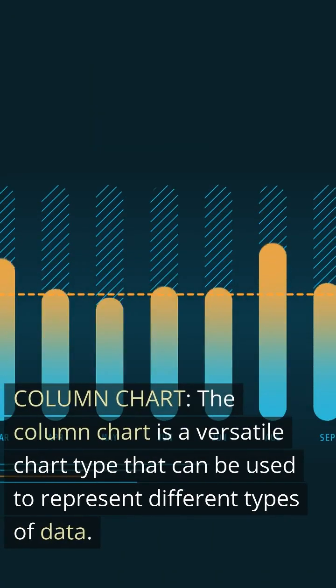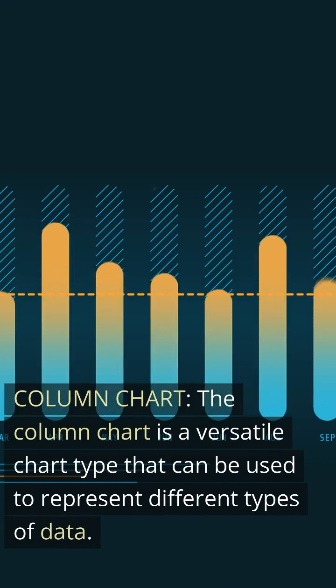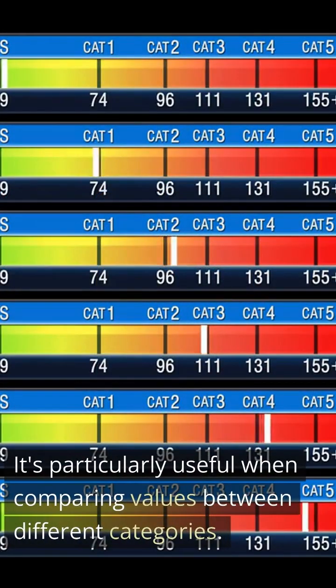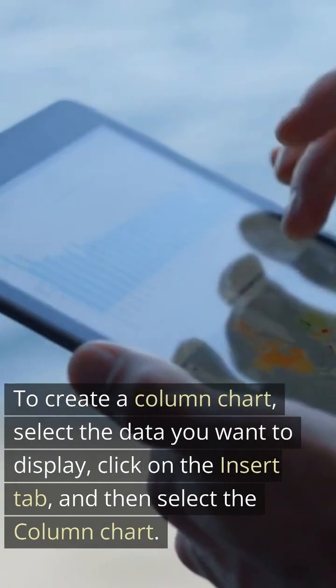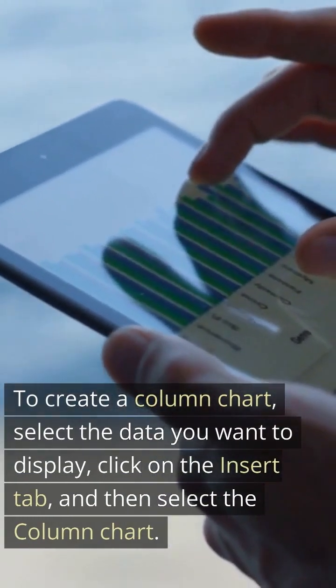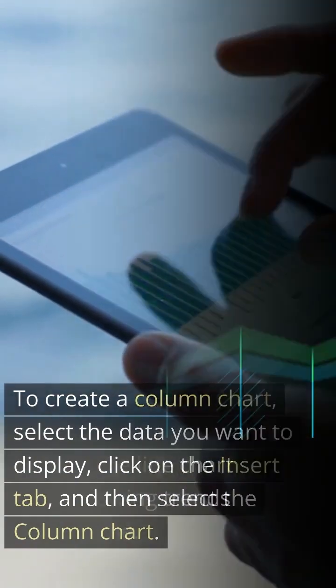Column chart. The column chart is a versatile chart type that can be used to represent different types of data. It's particularly useful when comparing values between different categories. To create a column chart, select the data you want to display, click on the Insert tab, and then select the column chart.